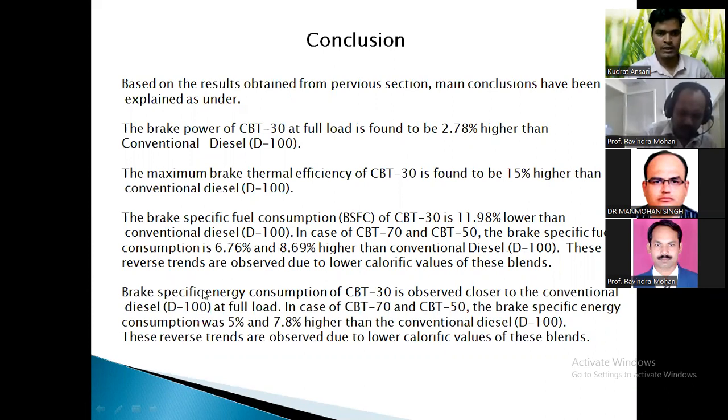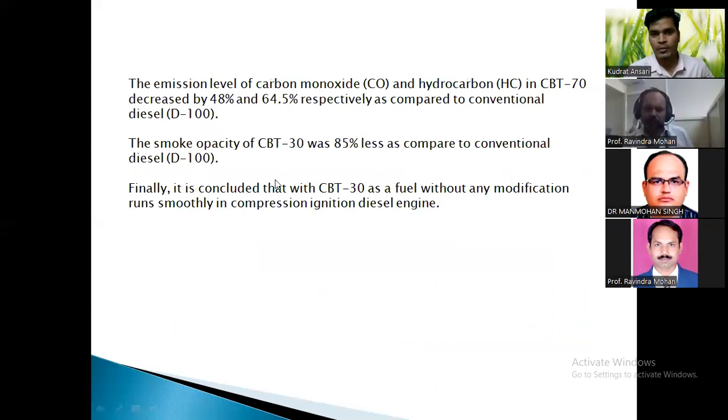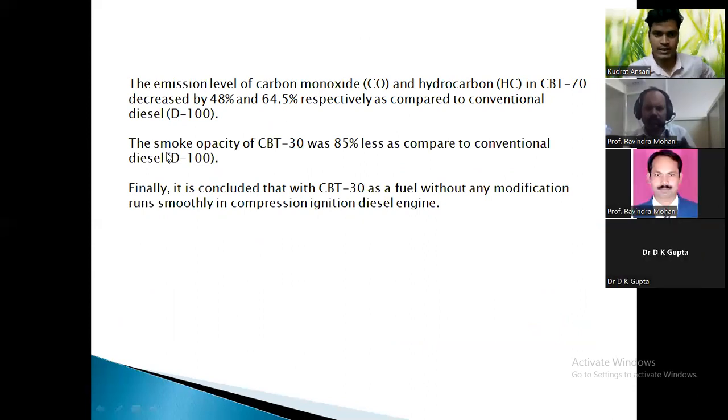The brake specific energy consumption for CBT 30% is observed to be closer to conventional diesel D100 at full load, but in the case of 70% to 50%, the brake specific energy consumption is 5% or 7% higher than conventional diesel. The emission level of carbon monoxide and hydrocarbon for CBT 70% is decreased by 48% or 64%. The smoke capacity for the 30% blend of corn oil is 85% less compared to natural diesel.